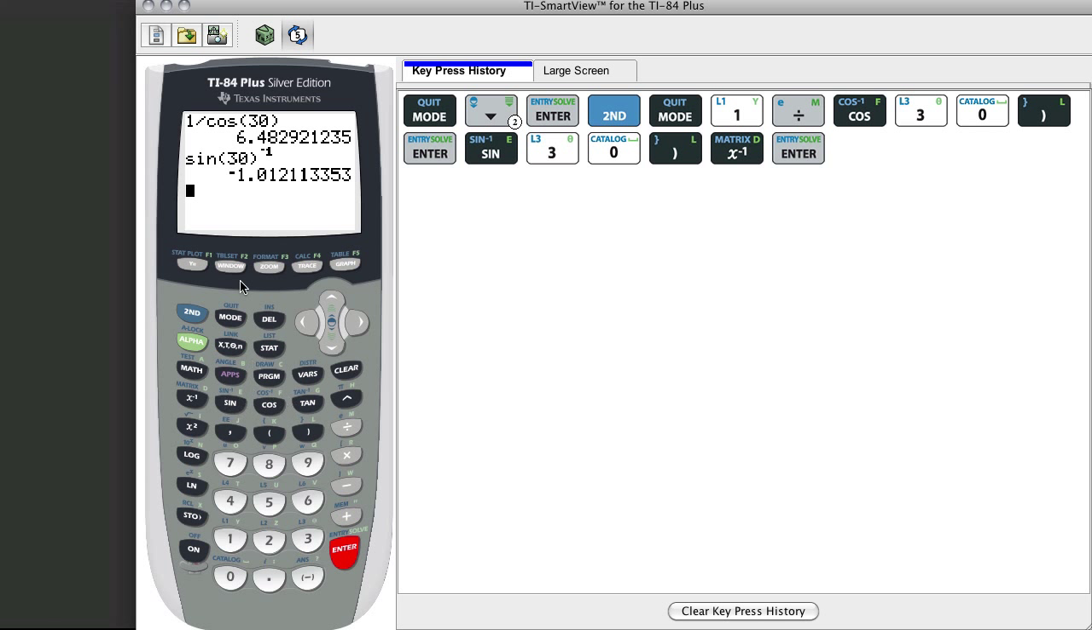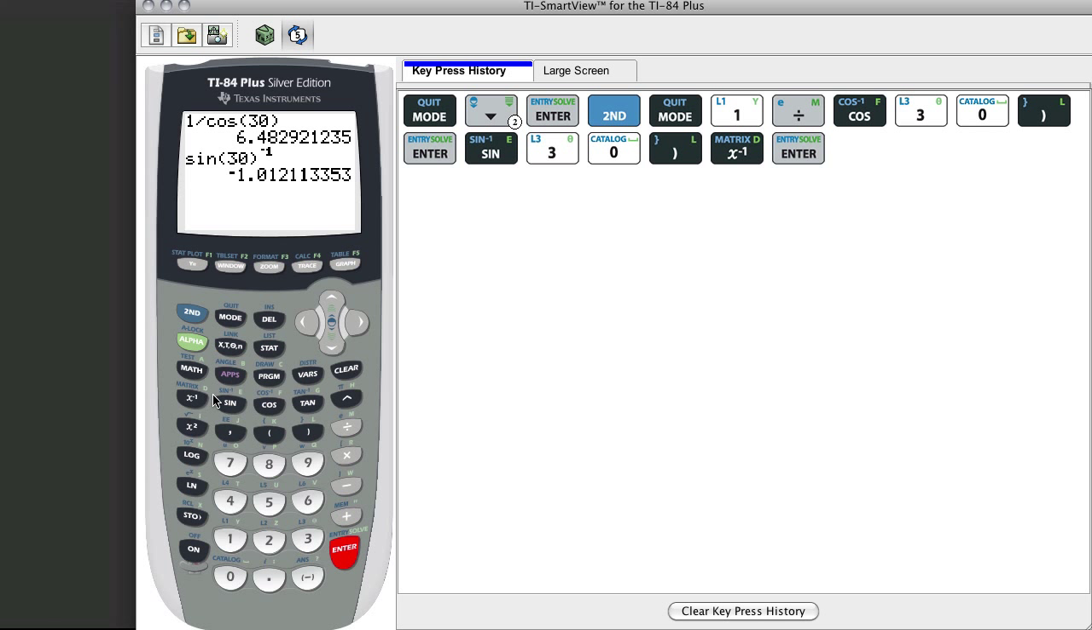Those are not reciprocals. There's a difference in the notation that we use for some other trig functions, which we'll get to later. We don't want to use the second functions above sine, cosine, and tangent. You can use the reciprocal button right here.